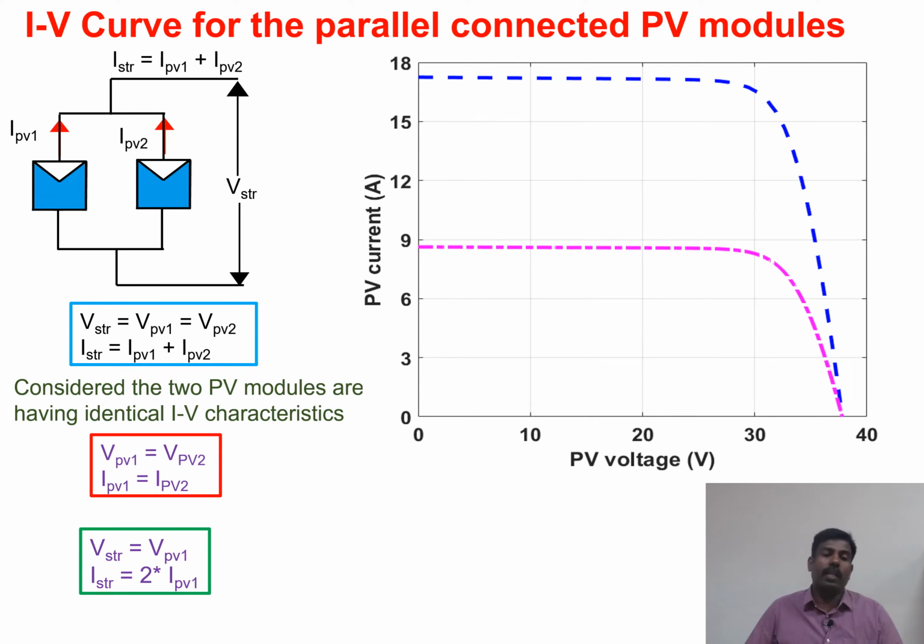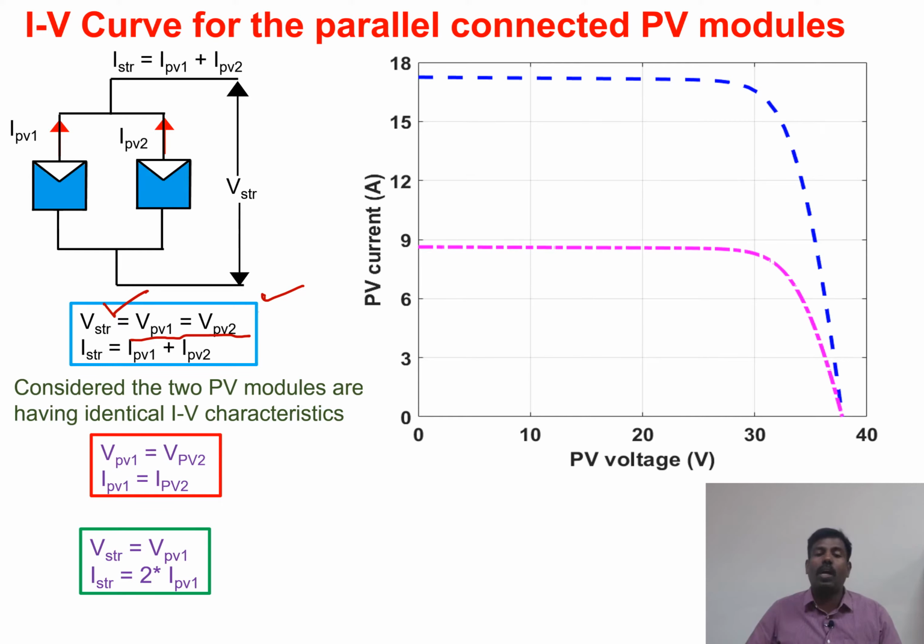There we have seen a series connection. Here it is a parallel connection. In the case of a parallel connection, the voltage across the string is equivalent to VPV1 and also equivalent to VPV2. So the voltage across module 1 and module 2 is equivalent to the string voltage, whereas the current in the string is the sum of IPV1 plus IPV2. That's Kirchhoff's current law.